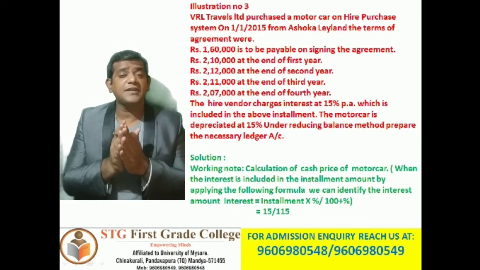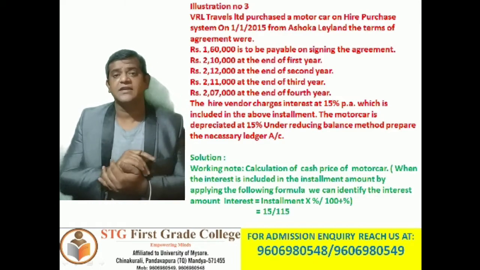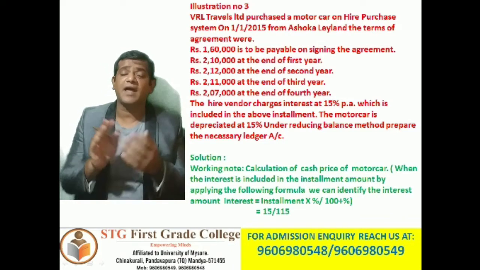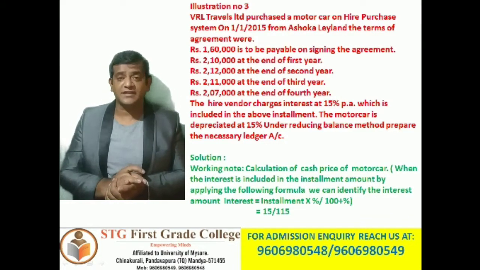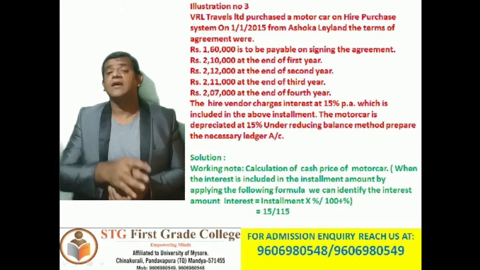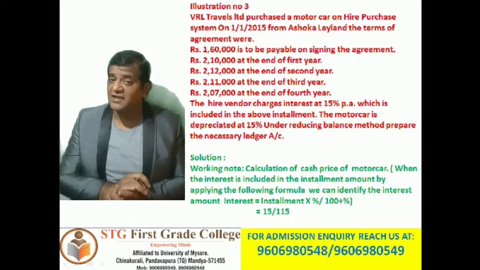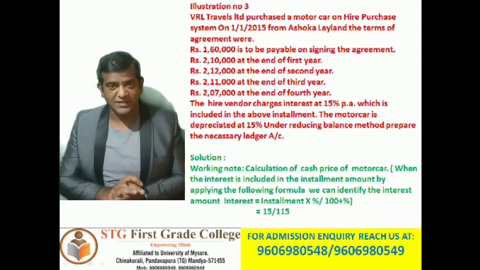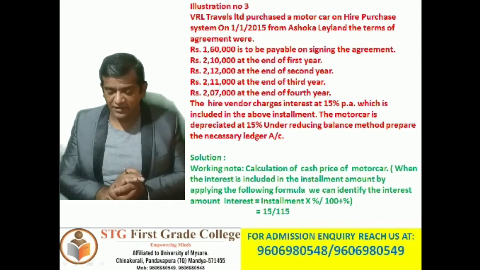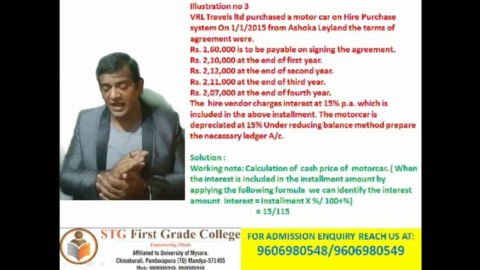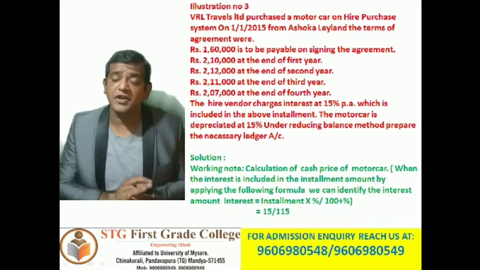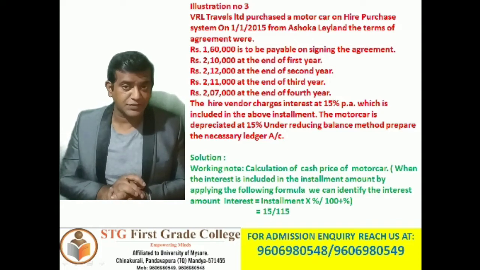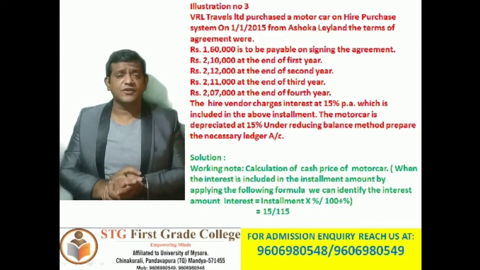The motor car is depreciated at 15%. So the rate of depreciation is 15%, under the diminishing balance method. Here he has used another term, that is reducing balance method. Reducing balance method is nothing but diminishing balance method. It is nothing but the written down value method. So he has given that information. Clearly he has given the rate of interest as 15%, the rate of depreciation as 15%, and he asked us to prepare the necessary ledger accounts. So let us go for the solution.